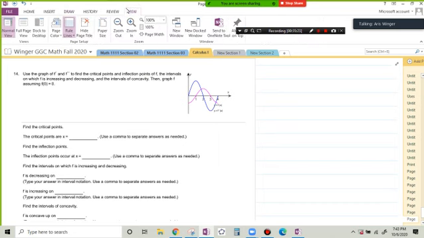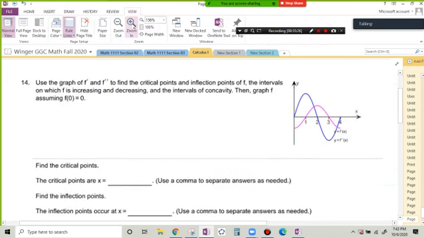14. Use the graph of f prime and f double prime to find the critical points and inflection points of f, the intervals in which f is increasing and decreasing, and the intervals of concavity. Then graph f assuming f of 0 is 0. All right, here's some definitions.